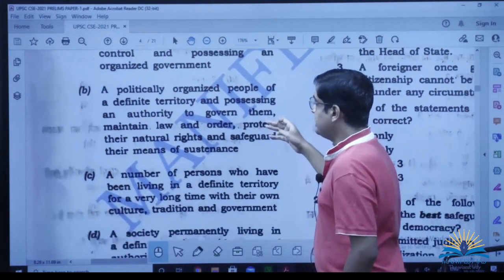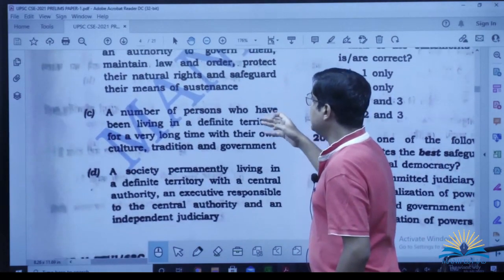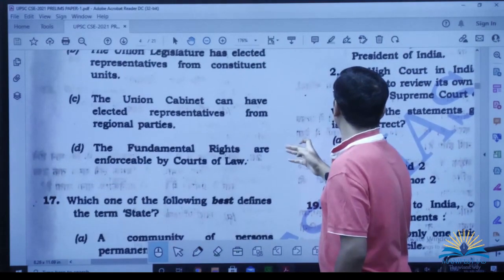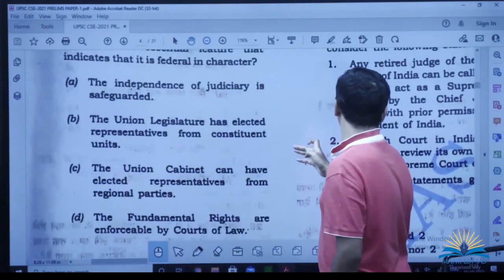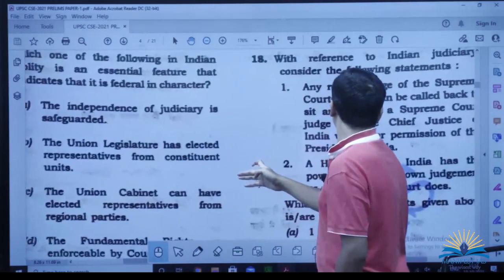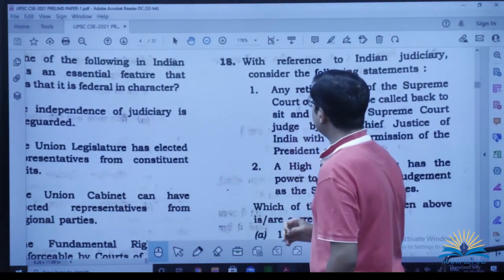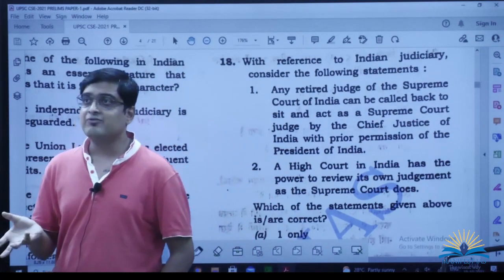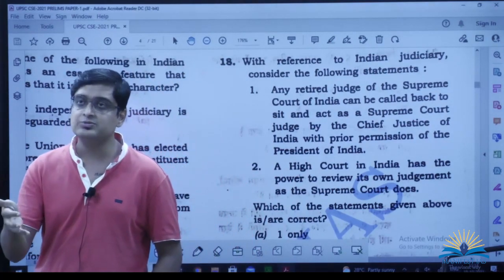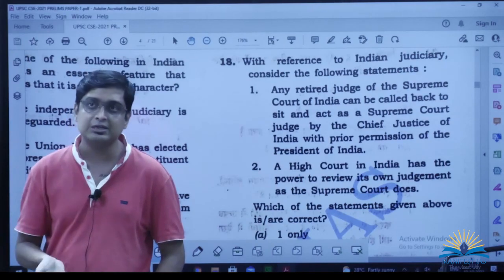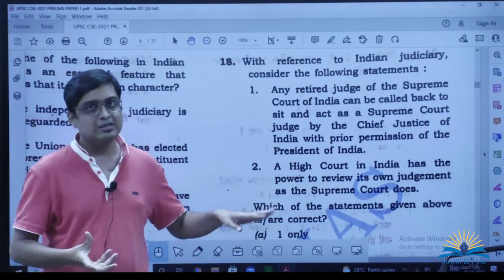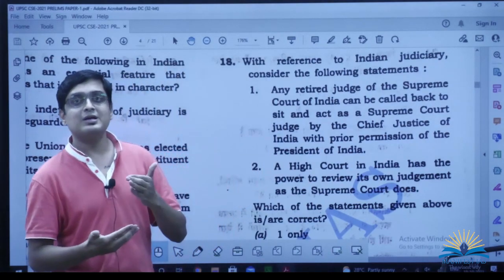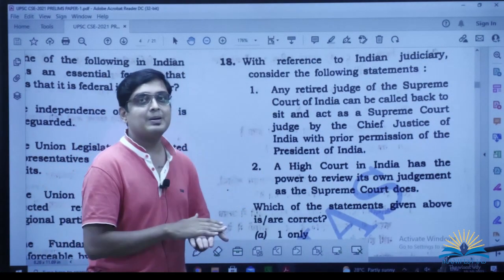So this is the 18th question. The 18th question is also slightly tricky if you have not read Supreme Court properly. We have generally read about High Court judges being appointed as acting and additional judges under 224, 224A. This is slightly different. This particular question is asking about Supreme Court retired judges being appointed back.